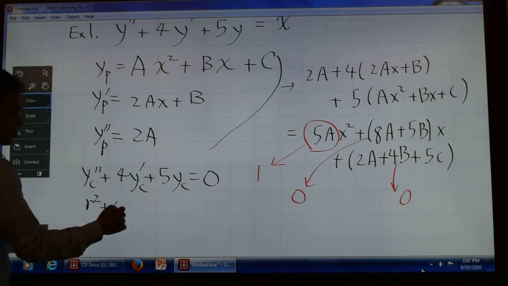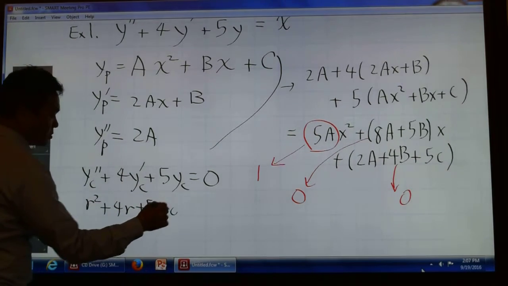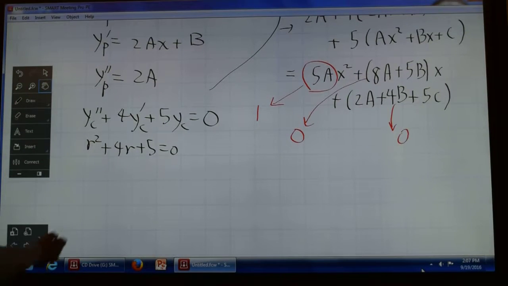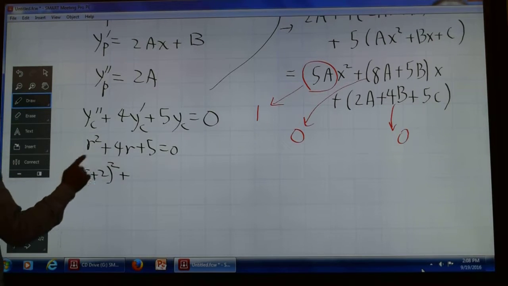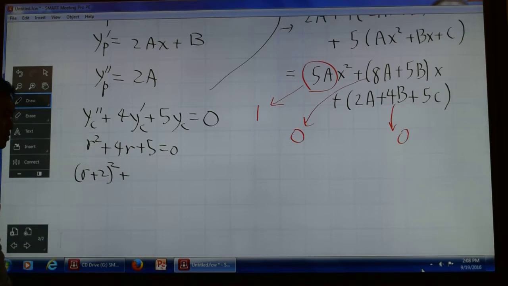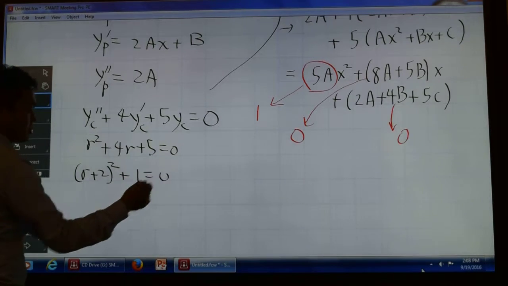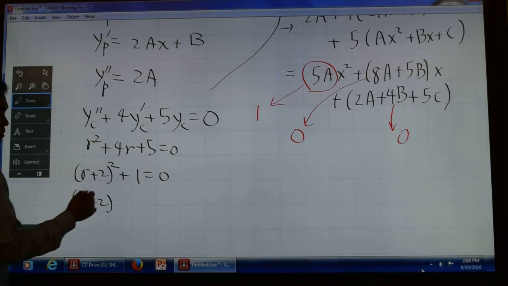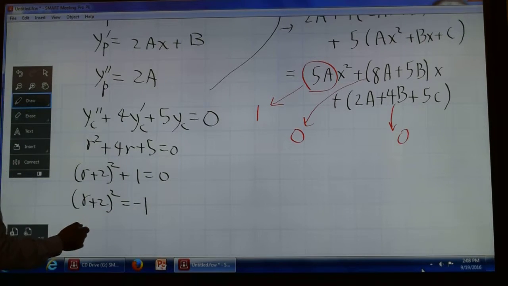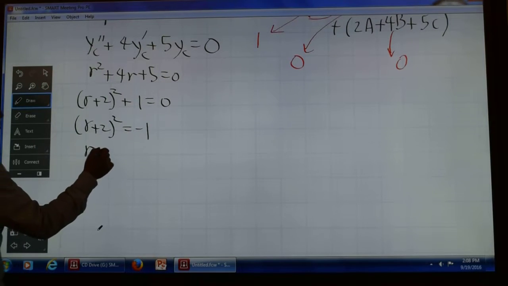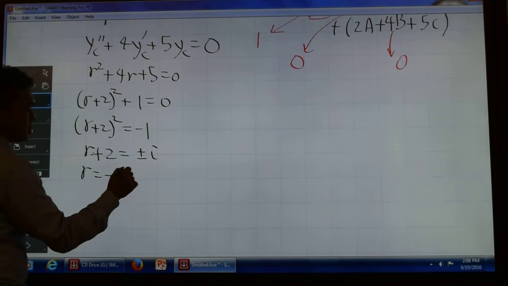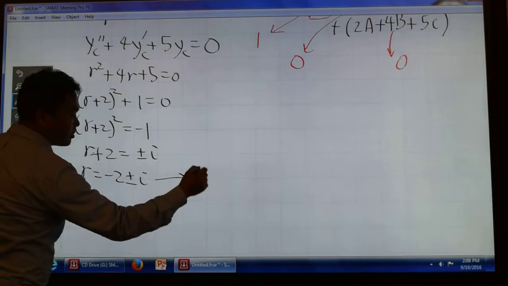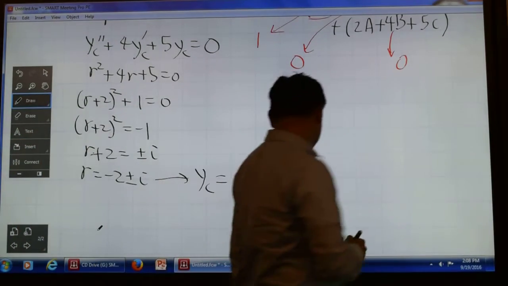will be r squared plus 4r plus 5 equal to 0. And this one is r plus 2 squared, plus 2 squared gives you 4. 4 plus what gives you 5? 1. So r plus 2 squared is negative 1. Taking the square root gives you plus or minus i, and then r is equal to negative 2 plus or minus i, which means your complementary solution is what?